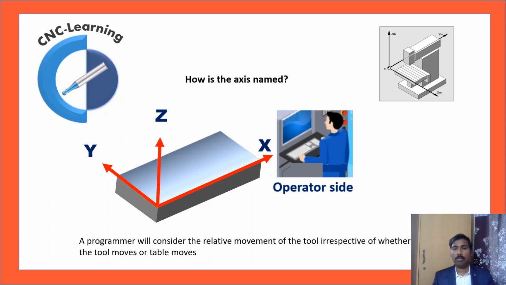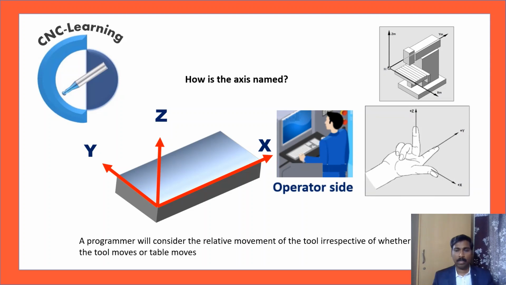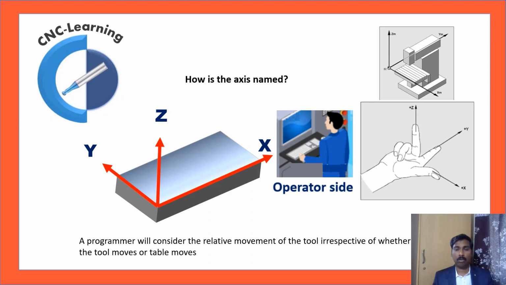You can see a small machine with the axes denoted, and this is the right hand thumb rule. You keep your three fingers, thumb, forefinger and middle finger, in perpendicular directions, and if your middle finger points towards Z axis plus direction, then thumb will point to X plus and forefinger will point to Y plus.